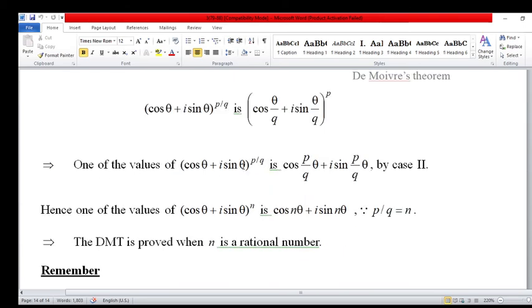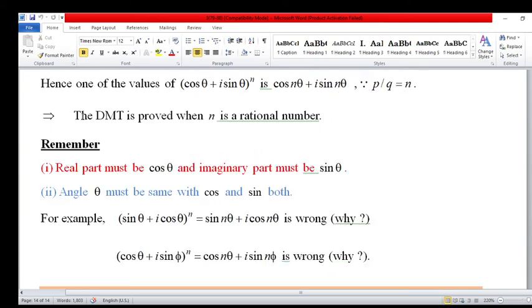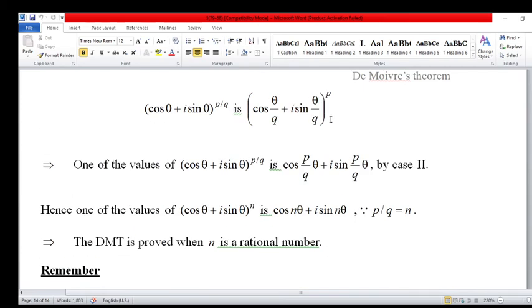One of the values of cos theta plus i sin theta raised to the power p upon q is cos p upon q theta plus i sin p upon q theta. Apply DMT, and the value of p upon q is n. So put here n. Hence, one of the values of cos theta plus i sin theta raised to the power n is cos n theta plus i sin n theta. This way the third case is proved, and hence De-Moivre's theorem is true when n is a rational number or fraction. So this way our theorem is over.